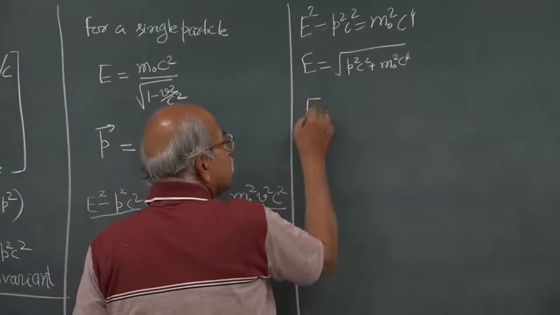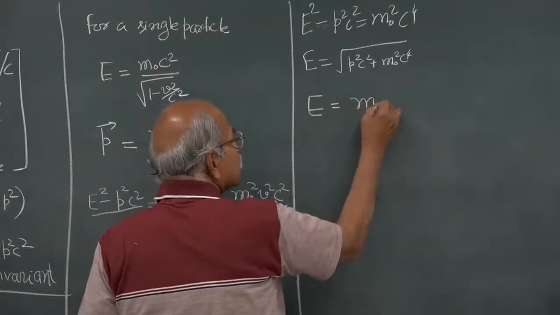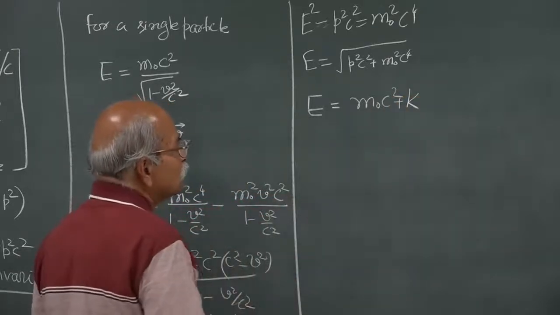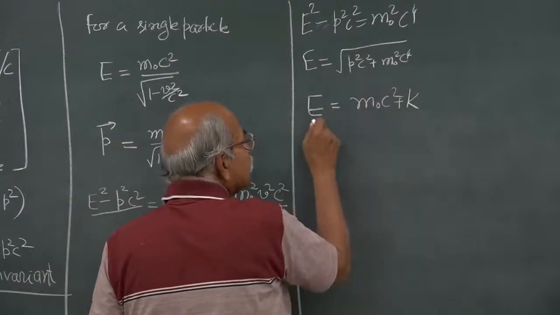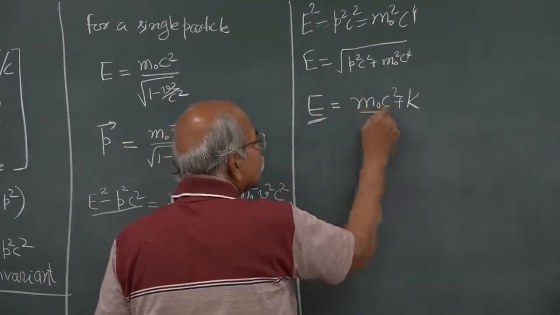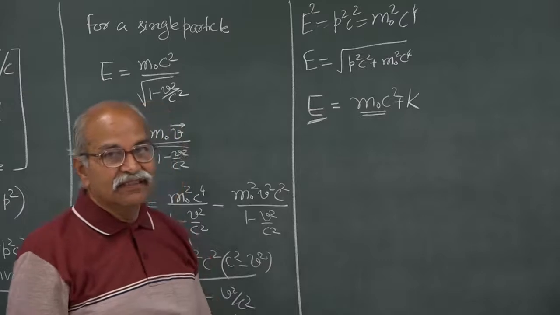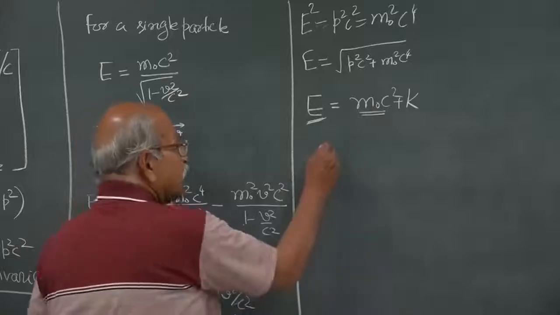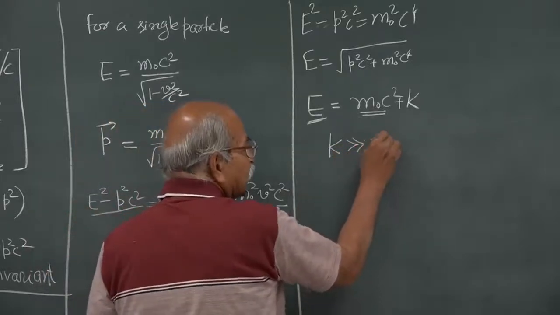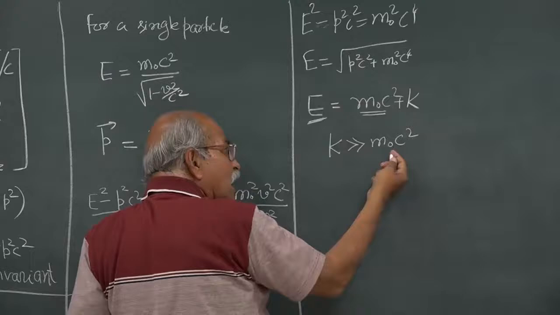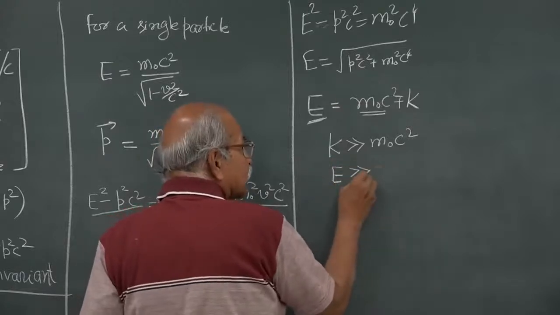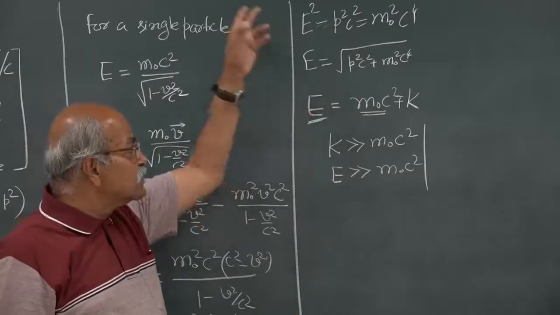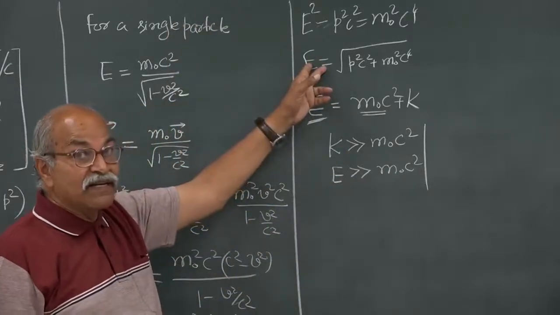Your E is the total energy, which is rest mass energy plus kinetic energy, remember, and then you have this equation. Now, if this total energy is much larger than m naught c square, the rest mass energy, or the kinetic energy is much larger than the rest mass energy, if K is much larger than m naught c square, then E will be much larger than m naught c square, that means the relativistic correction is very much needed, you have to go for it.